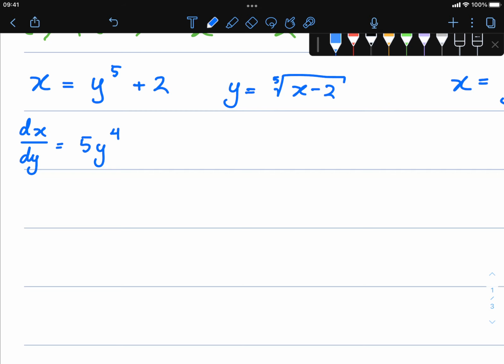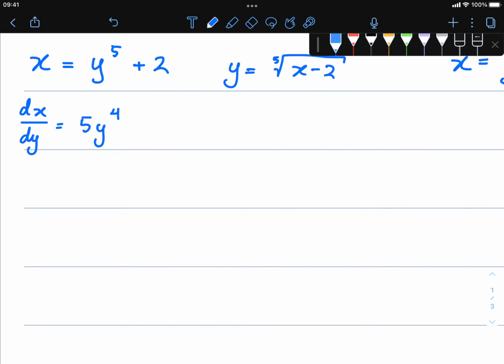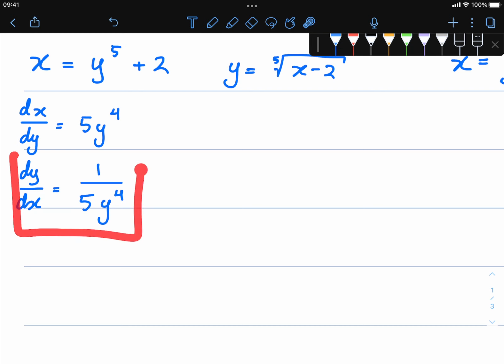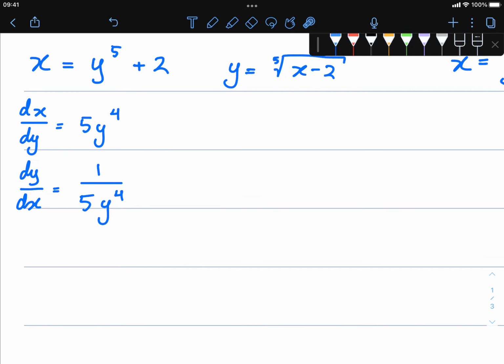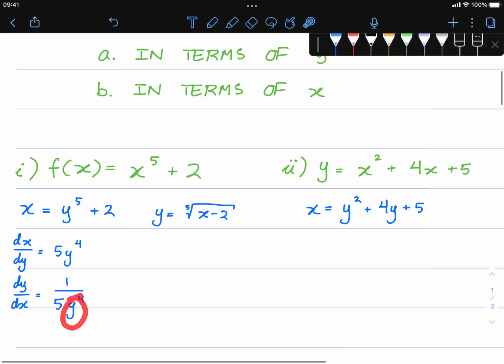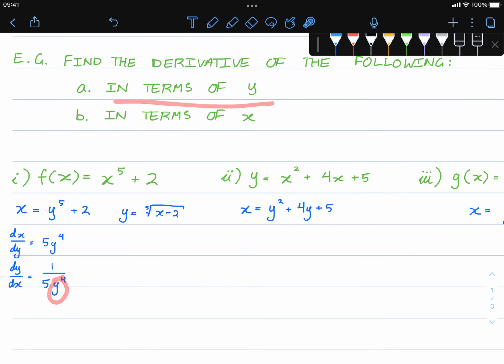But now we can find dy on dx simply by taking the reciprocal of this. So it becomes 1 on 5y to the power of 4. So this here is the derivative of the inverse in terms of y. So we've actually answered the first one here.